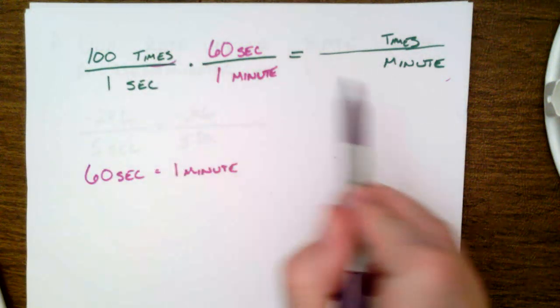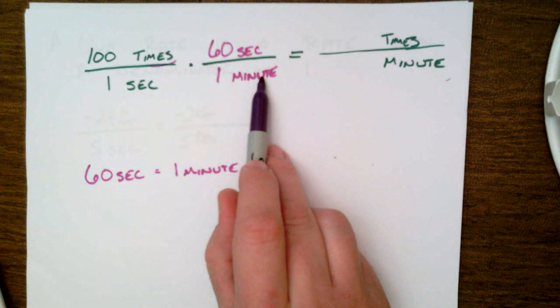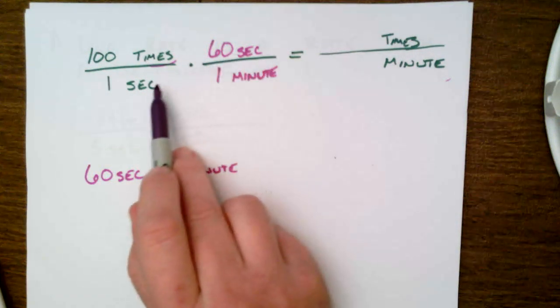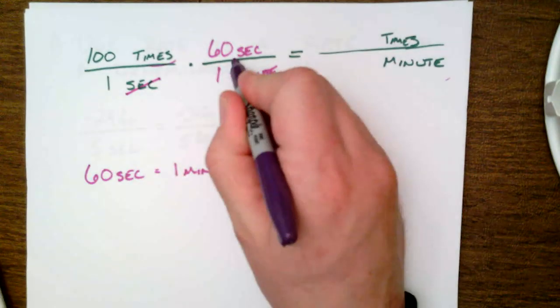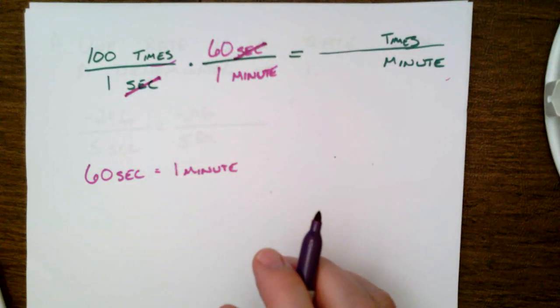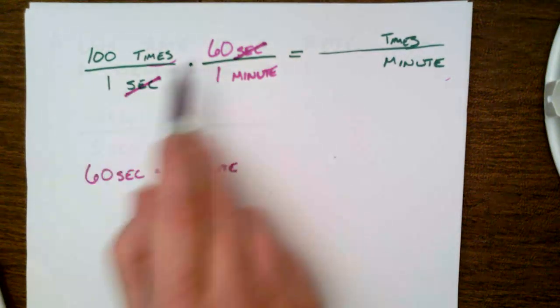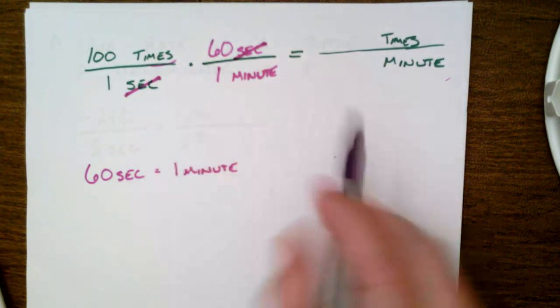But if I know I want to end in minutes, I'm going to put minutes on the bottom where it's supposed to be, and I'm going to set it up so that seconds is on top and able to cancel out with the seconds that I already had. So this unit actually can cross out just like we would common factors. Now all I have is 100 over 1 times 60 over 1, but it's 1 minute, okay?